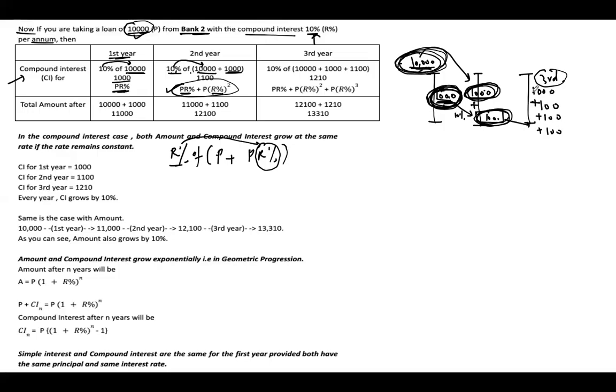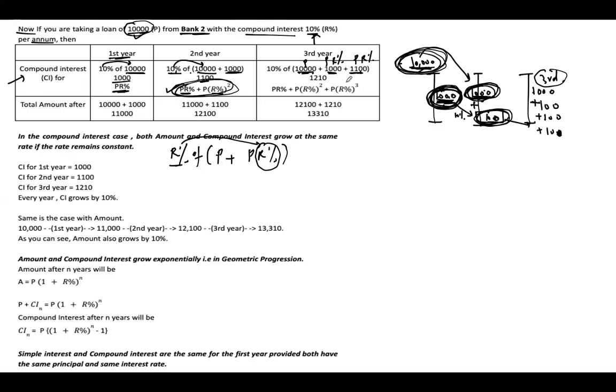10% on this value, 10% on this value, 10% on this value, which is 100, and 10% on this value, which is 10. The same thing I did: 10% on 10,000, 10% on, let's say, 1,000, and 10% on 1,100, which is this 1,000 plus 100. The way of writing would be: this was P, this was PR percent, this was PR percent square. No, this 1,100 was this whole value.